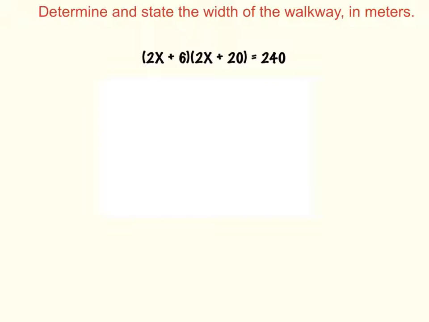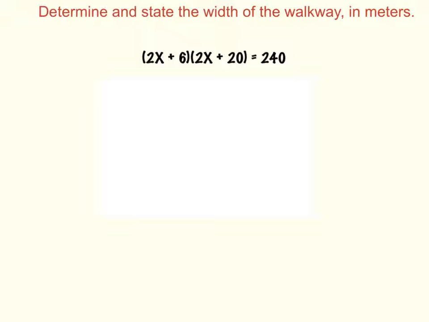Determine and state the width of the walkway in meters. In order to determine the width of the walkway, we need to figure out what x is in our equation. So our equation is (2x plus 6) times (2x plus 20) equals 240. The first thing we need to do when solving this equation is get rid of our parentheses. As a result, we're going to have to double distribute.